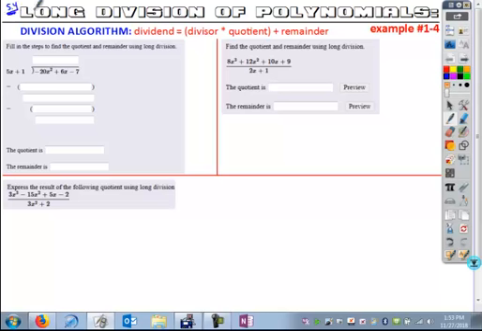Okay, 5.4 is going to show you how to divide polynomials. Okay, and there's two different methods for dividing polynomials. There's long division and synthetic division. Long division always works. Okay?